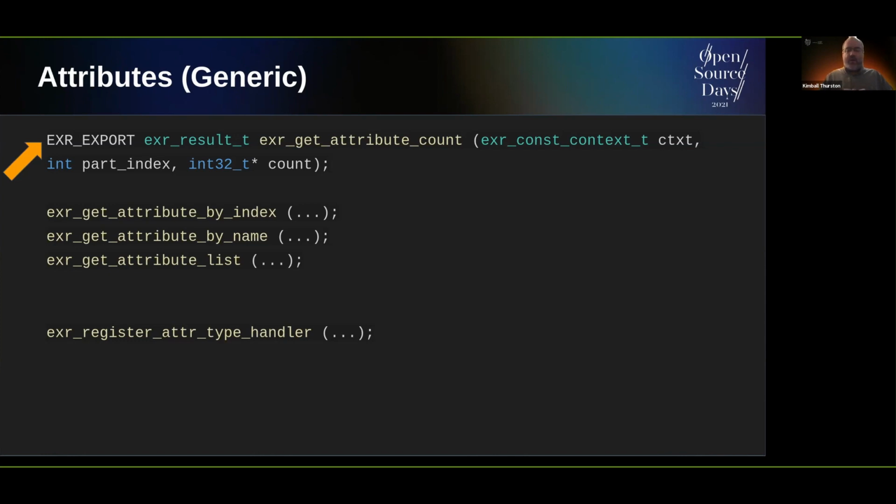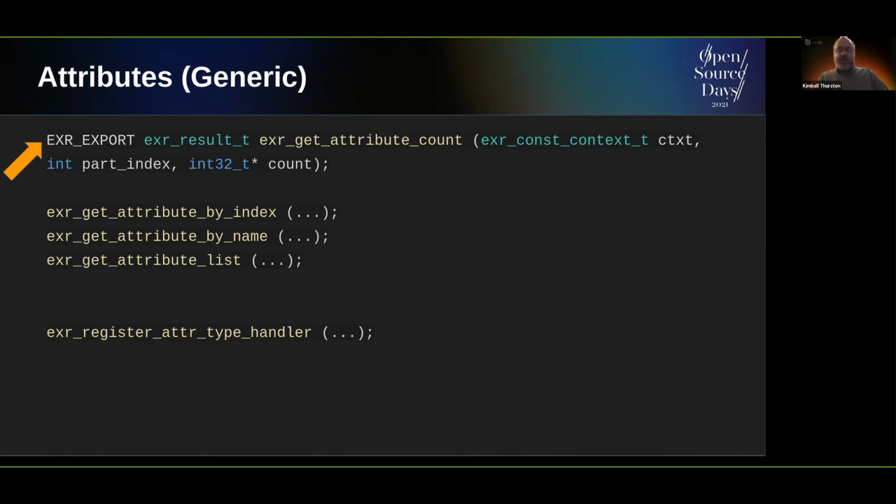So all the other functions are hidden and internal. But then, you can get attribute by index, get attribute by name, and get the attribute list and query your attributes there. And I suggest you look at the Doxygen documents that describe these things.